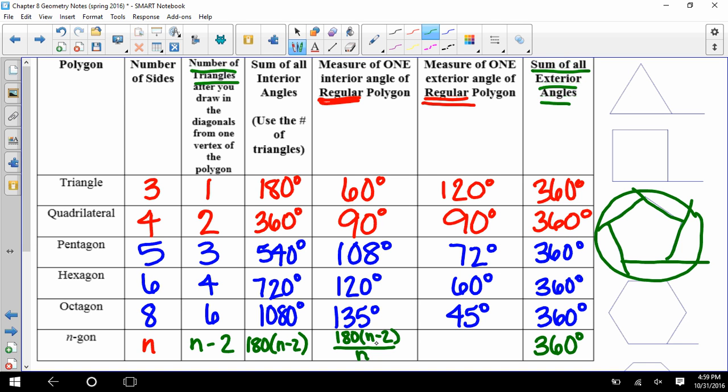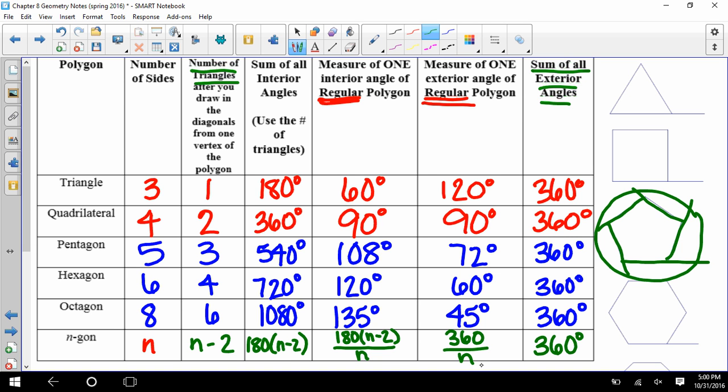Now this one you could say it's 180 times n minus 2 divided by n, subtracted from 180, but that's a lot. We can actually get there faster because you know the sum of the exterior angles. And so I can get the measure of one exterior angle by taking 360 and dividing it by the number of sides.